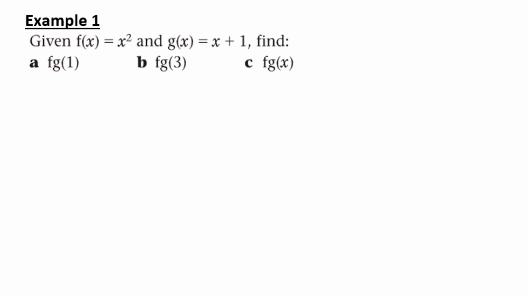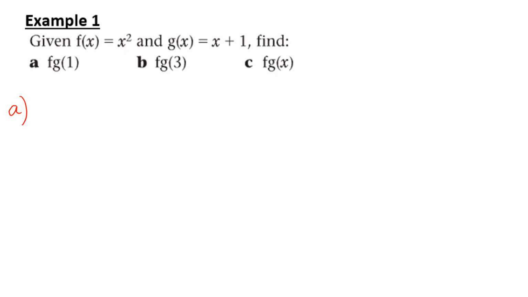So this is an example that I've taken from your booklet. It's on page 41 if you want to have a look at it later, but we'll go through it now in detail. Here we're given two different functions, f of x equals x squared and g of x equals x add 1. If you wanted to put any number into the first function, you would just square it. And if you wanted to put any number into the second function, you would just add 1 to it. Now in part A, it asks us to find fg of 1.